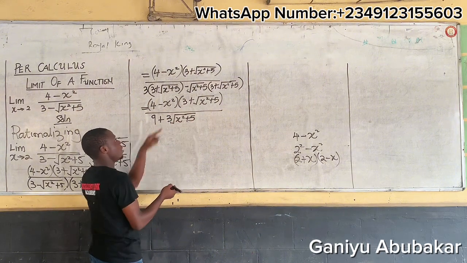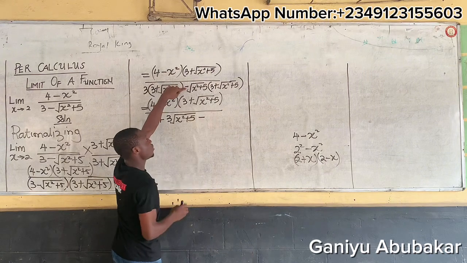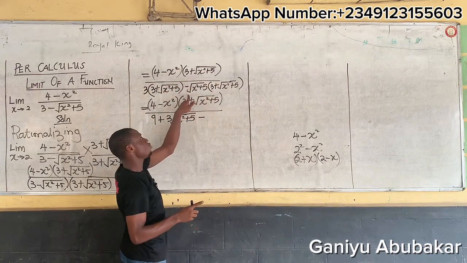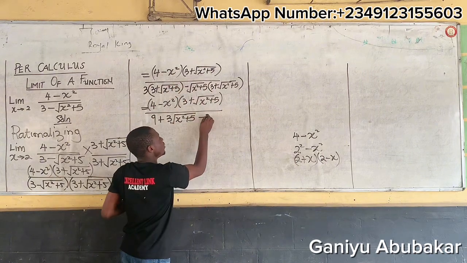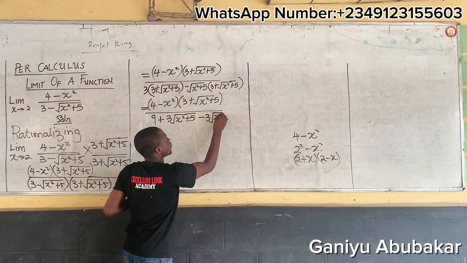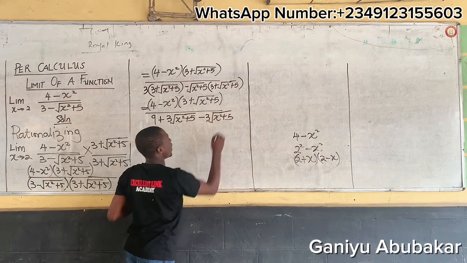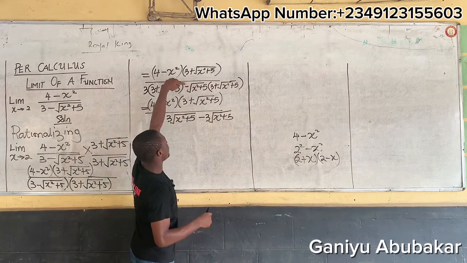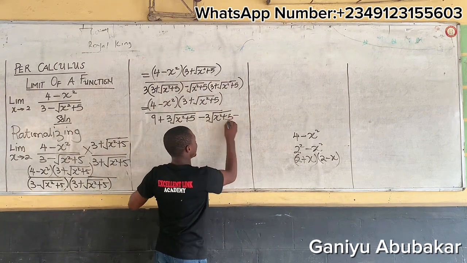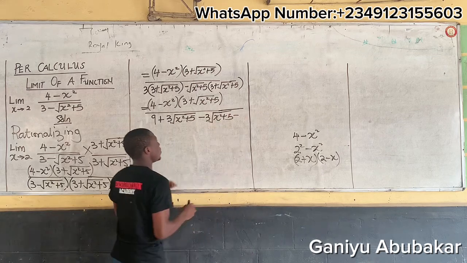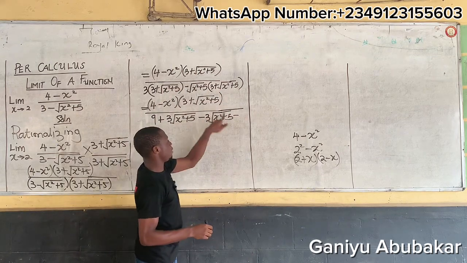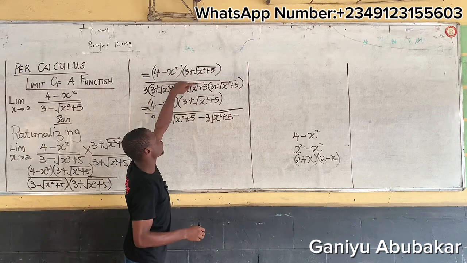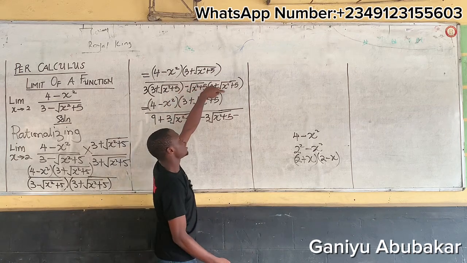That's the concept. Minus. Observe, 3 times root x squared plus 5, that's the same, 3 root x squared plus 5. I have this. Finally, observe: plus minus plus is what? Minus, right? Minus plus is minus. Now root x squared plus 5 times root x squared plus 5.